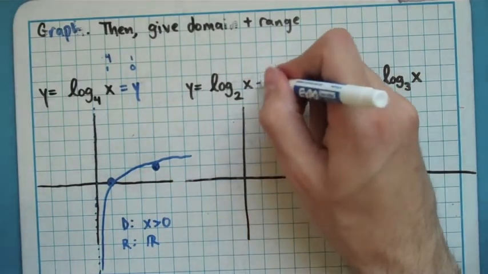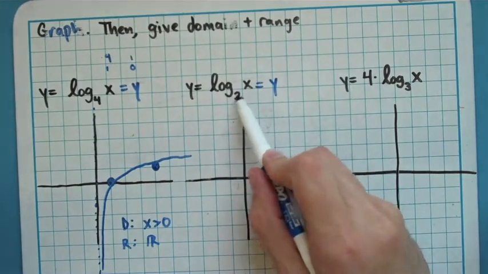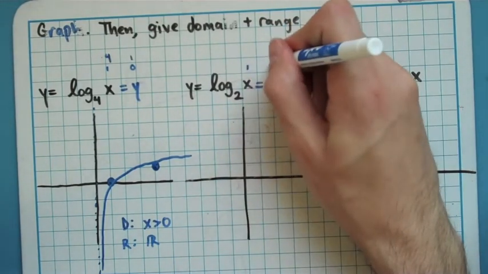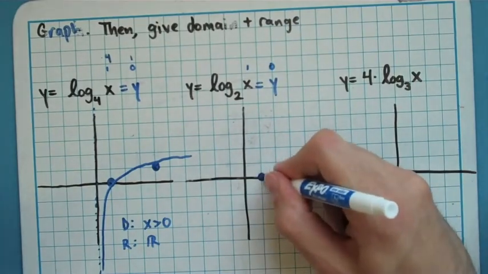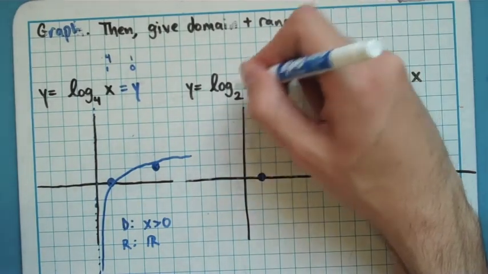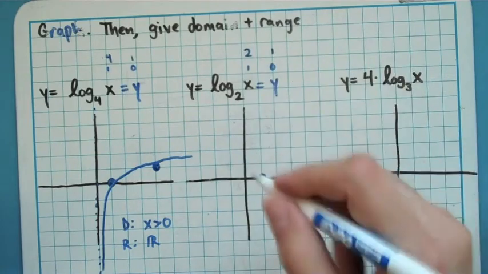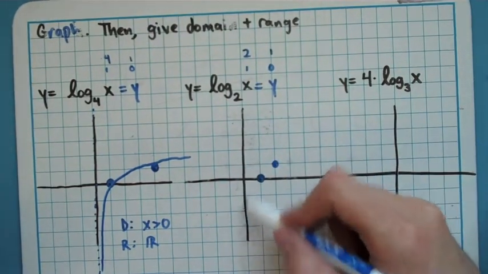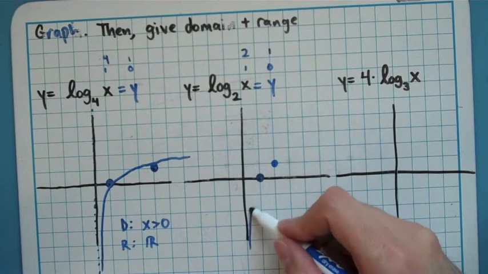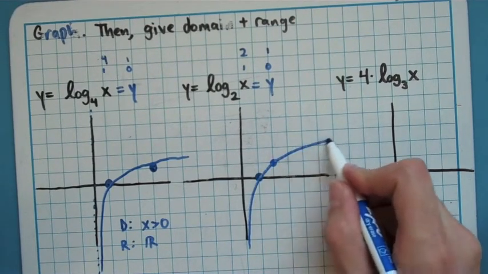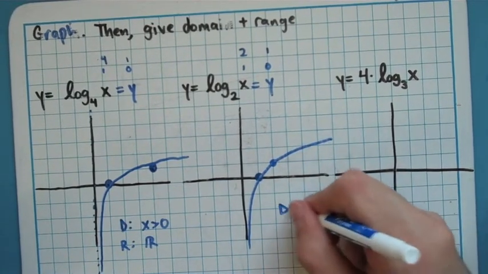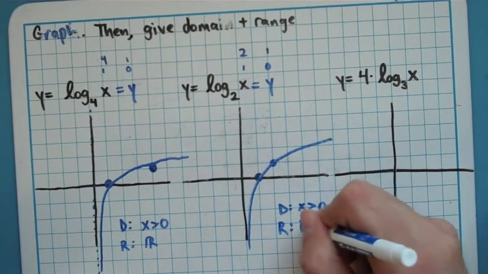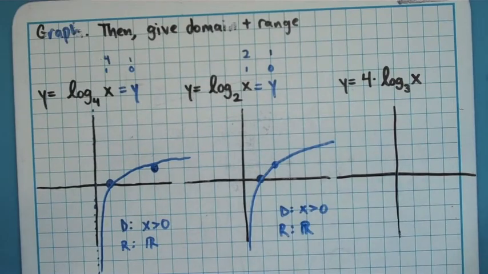On my second example here, if I plugged in a 0 for y, I would get out a 1 for x. So (1, 0) is on the graph. And if I plugged in a 1 for y, 2 to the first would get me a 2, so I have (2, 1). The asymptote is still at 0 here, so I'm looking at a graph that would look something like this. Domain x greater than 0, range all real numbers. Going down and it's going upwards.